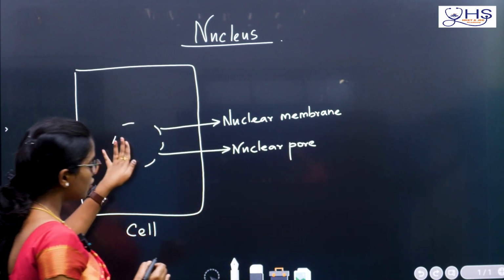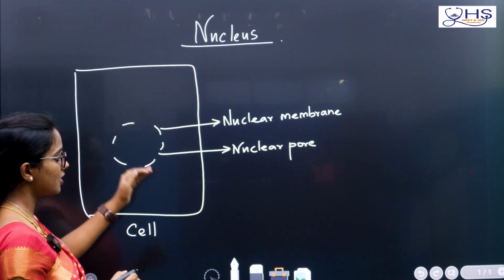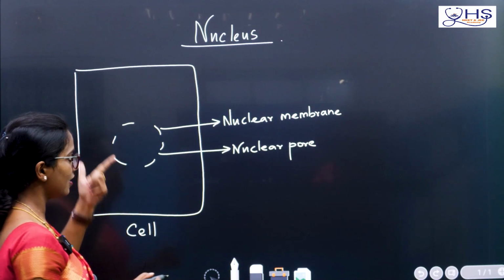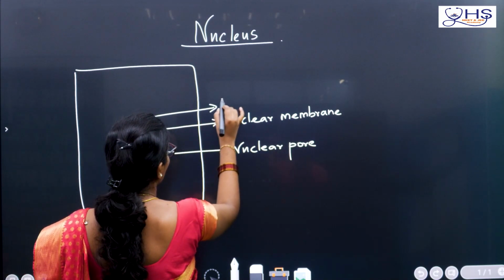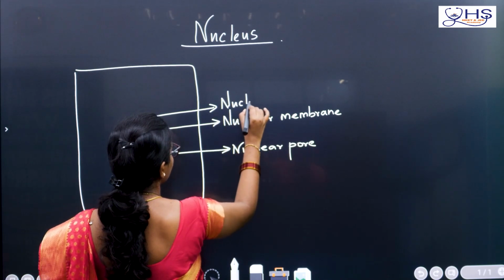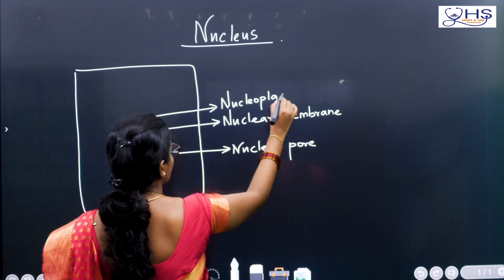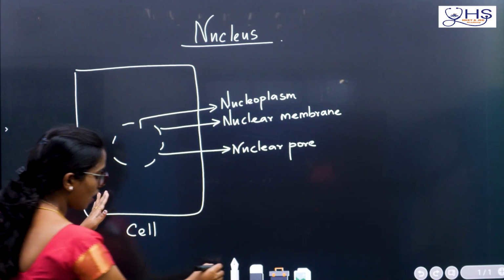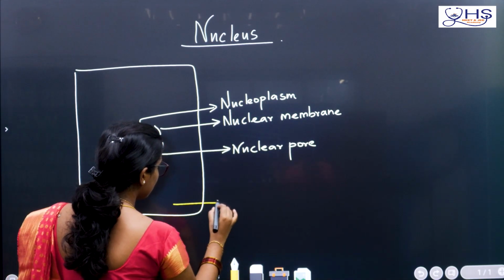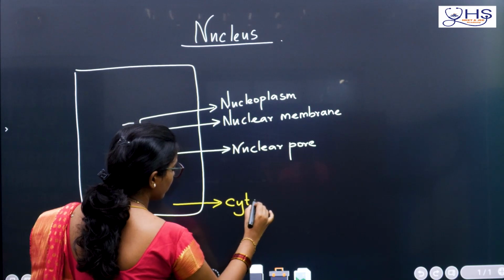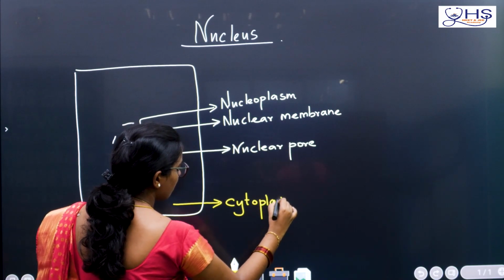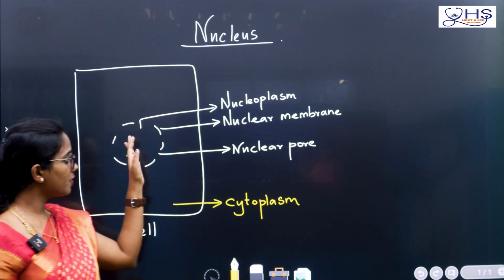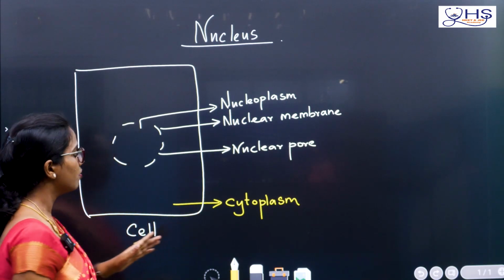And the space which is present inside the nucleus and the space which is present outside the nucleus are called by different terms. The space inside the nucleus is called nucleoplasm, and the space which is present outside the nucleus is called, I hope you know that, cytoplasm. The plasma which is present in the cell is called cytoplasm, and the plasma which is present inside the nucleus is called nucleoplasm.